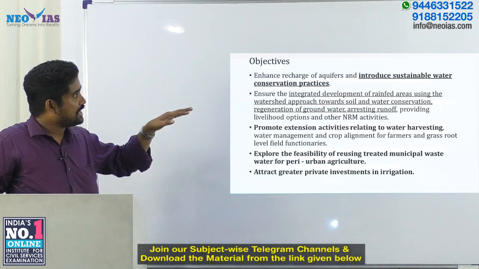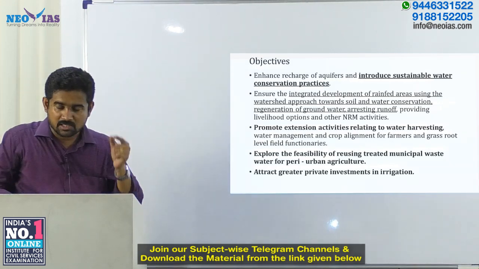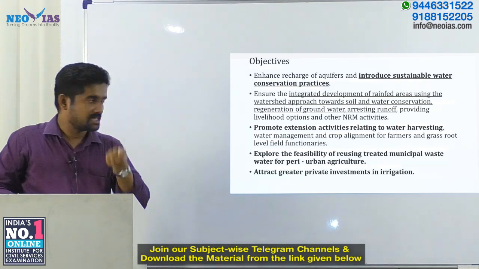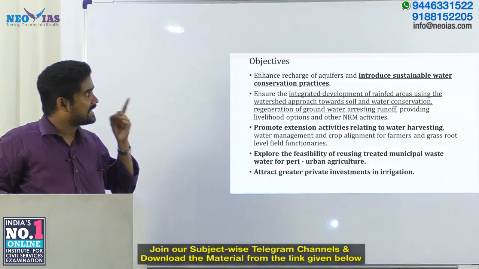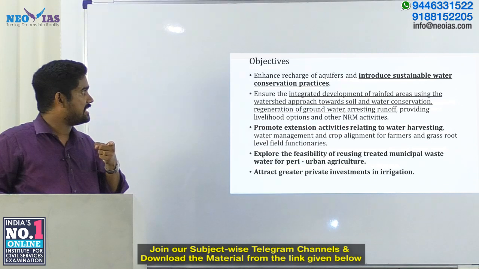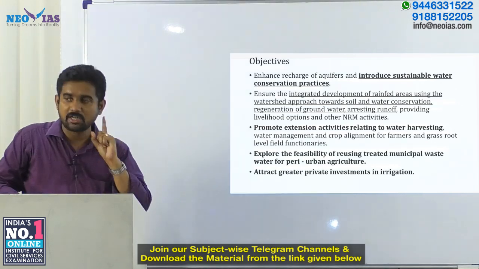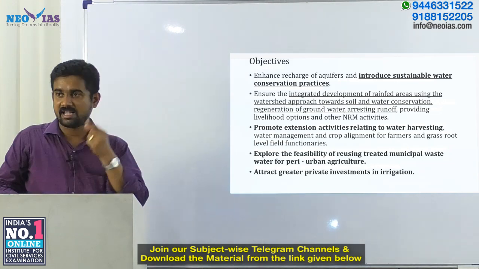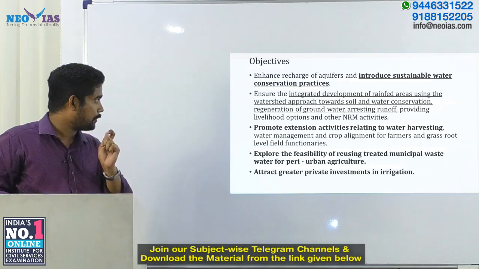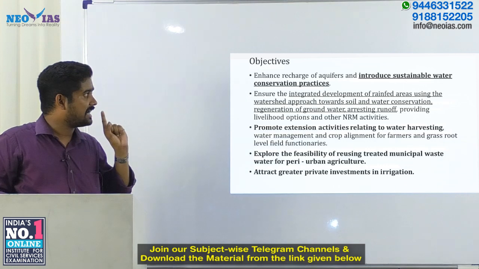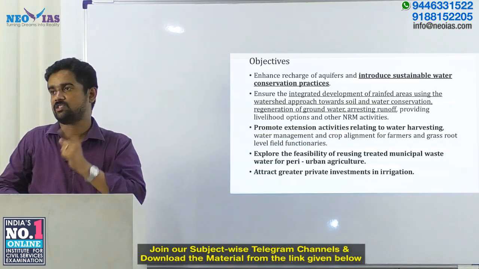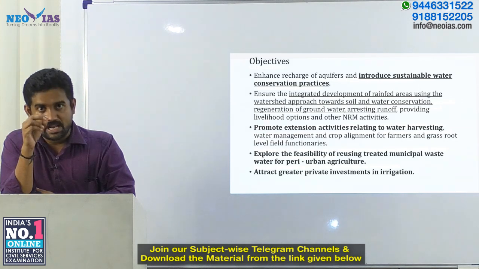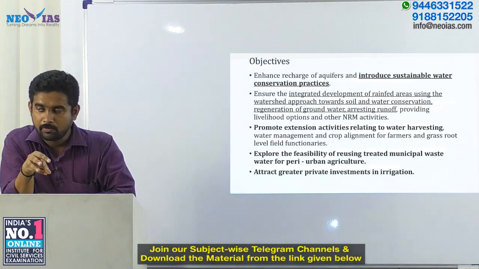Now, again, introduce sustainable water conservation practices. Integrated development of rain-fed areas using watershed approach. Promote extension activities relating to water harvesting. Again focusing upon the water harvesting part, rain-fed management and watershed part.